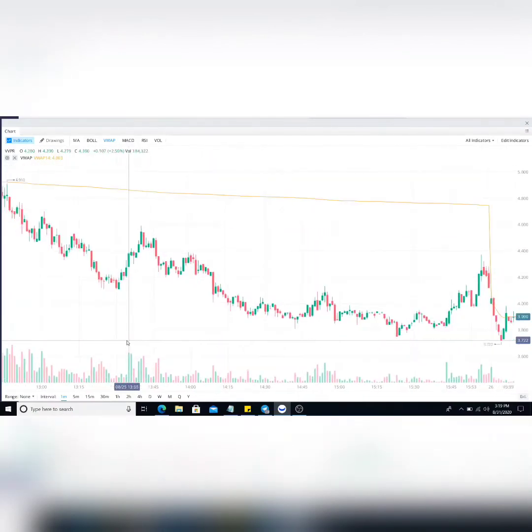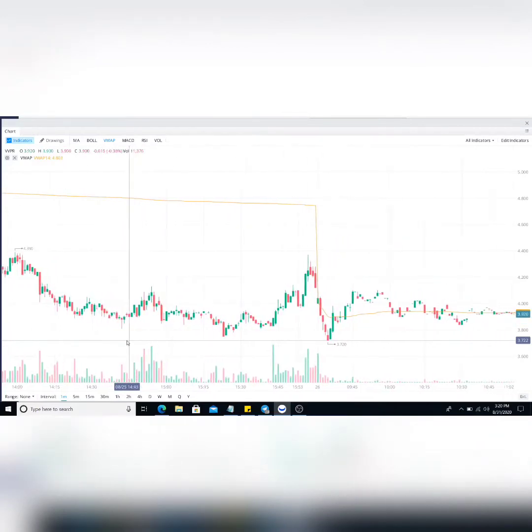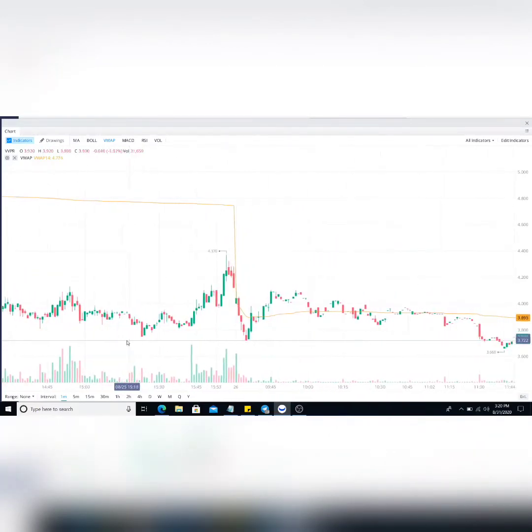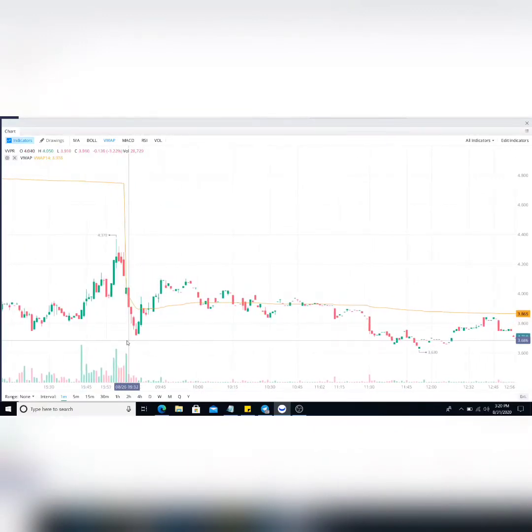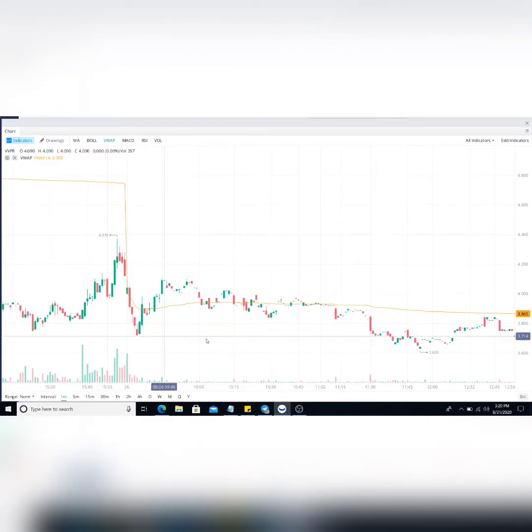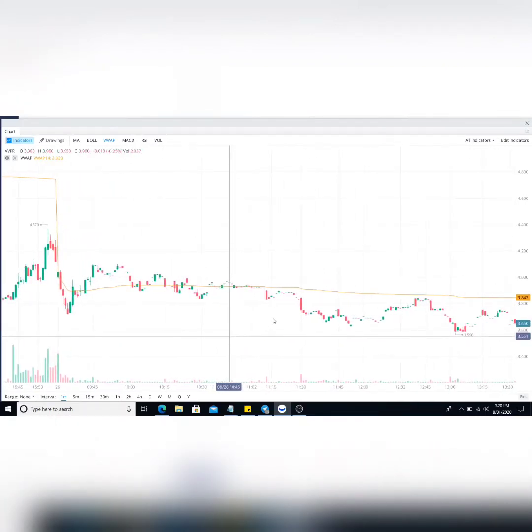Let's keep going. You can see it just trading well below VWAP. And then the morning of the 26th, we have this tiny little pop and drop, nothing to write home about. And then you see for the rest of the day that it's trading at or below VWAP.